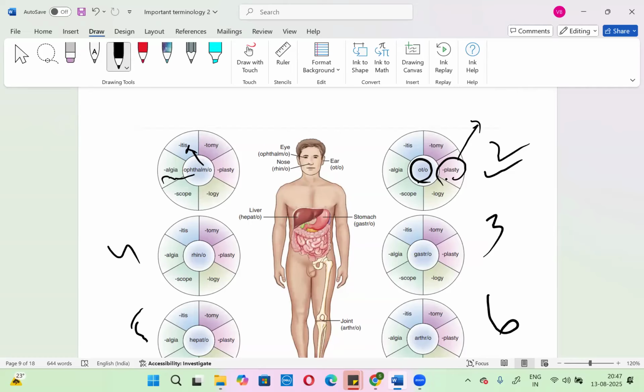Plasty. What is it? Surgical repair. So, auto plus plasty means surgical repair where? In the ear. Okay. So, plasty is a repair and auto is ear. Okay, Shravani, now you got it.